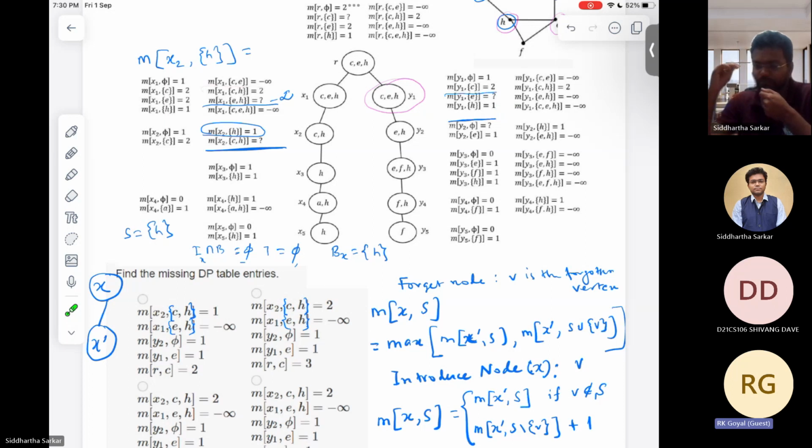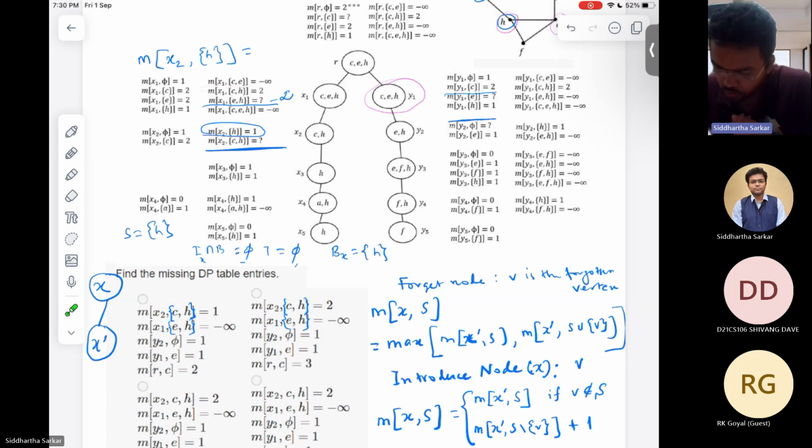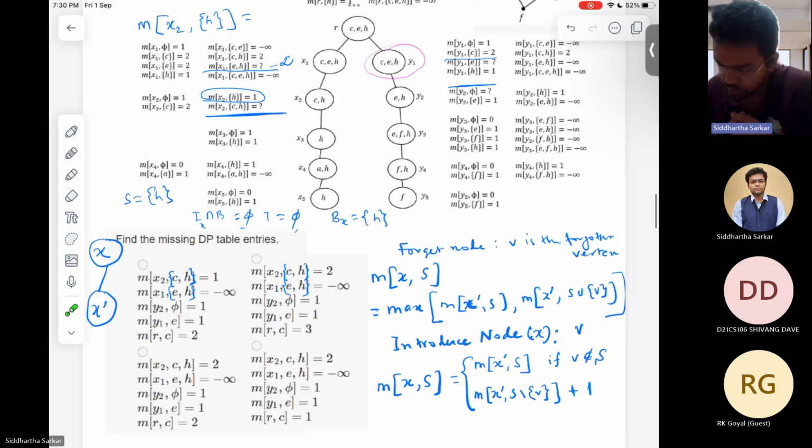Following this formula, and since C is the element which is being introduced, and that is not part of the set S, the first rule is applicable, resulting in this value. Exactly. Okay, so now we'll move to the last one. The last one is basically corresponding to the root.